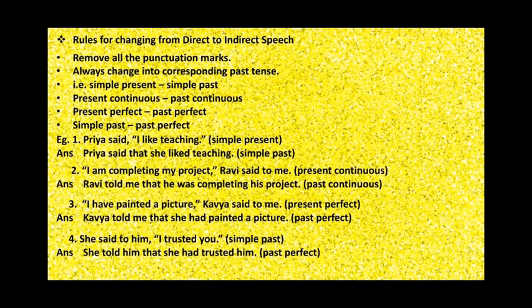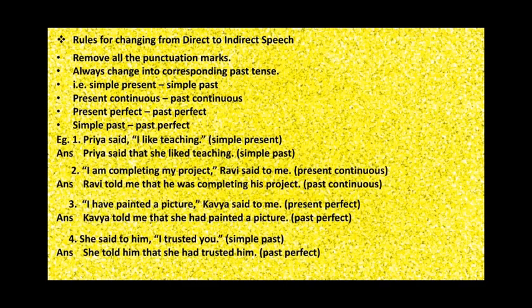Let's see the third one. "I have painted a picture," Kavya said to me. So this is in the present perfect tense. So how can we change it into a past perfect for the indirect speech? Kavya told me that she had painted a picture.